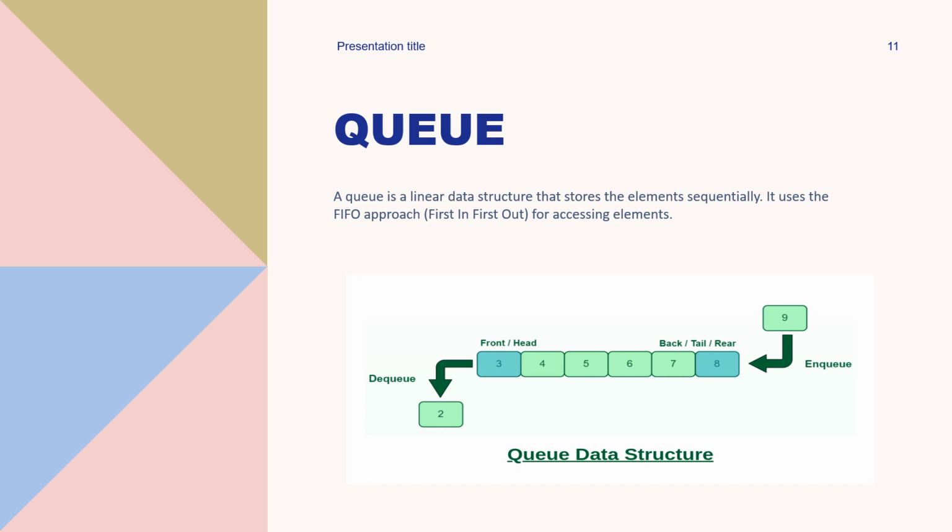In the stack there is only one pointer or one end where we insert and remove the element, but here there are two ends, that is the front end and the rear end. From the rear end we can enqueue or insert the element, and from the front end we can remove or dequeue the element. For better understanding of the queue, you can take the example of a queue of people in a bookstore, or a queue at the railway station for booking tickets, etc.